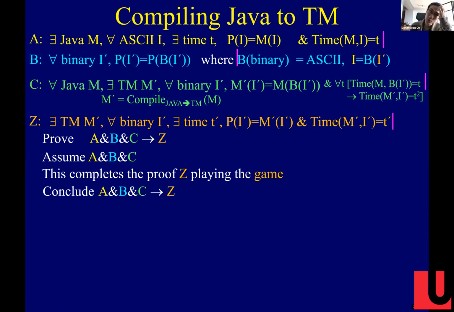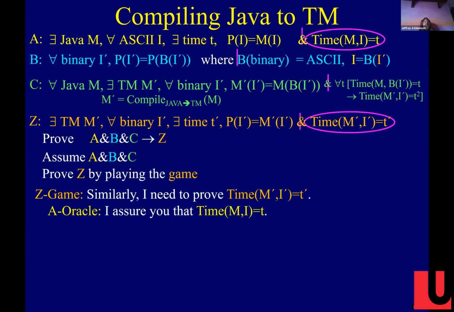Can I ask you something? Yeah. So I noticed that you start with the A exists Java machine. Why did you start from there instead of starting from exists Turing machine? Like, how do you know where to start?